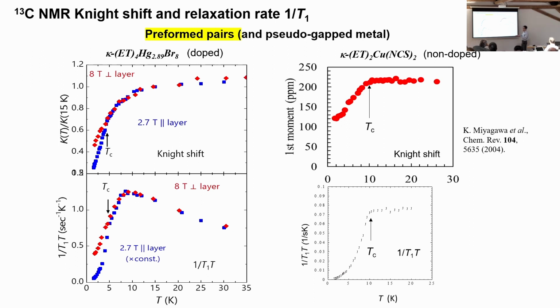8 Tesla perpendicular to the conducting layers. Even at high magnetic fields, the spin susceptibility, Knight shift, keeps decreasing. But if you apply a lower magnetic field parallel to the conducting layer, the Knight shift is further decreasing. So this suggests that the superconductivity is a singlet, I think.